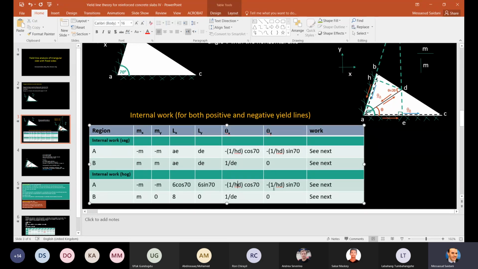Okay, that doesn't change. Now going to B, we are looking at this here. On the x-axis, we have M. On the y-axis, we have 0 because it's a horizontal vector. Now the yield line, can you see the yield line? AC here, this dotted line. On the x-axis, it's 8 meters. That's given. On the y-axis, it's 0. And the rotations, obviously, are the same as before.